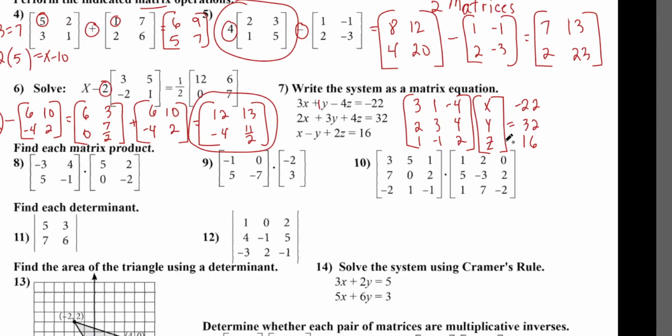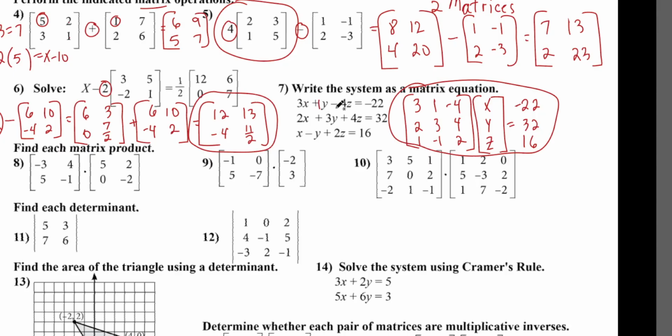And actually, that's all you have to do on this problem, because it just says write the system as a matrix equation. So you don't have to do anything with this. You don't have to solve for x, y, and z. We're going to do that later, but right now, that's all they ask you to do. Write the system as a matrix equation, and this whole thing is how you do it. It's really not that difficult. You didn't have to do any math or anything. You just write it as a matrix.